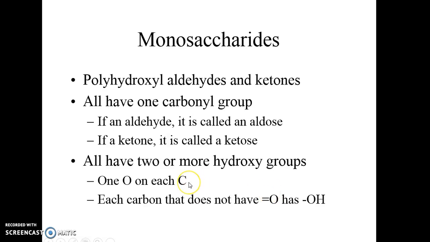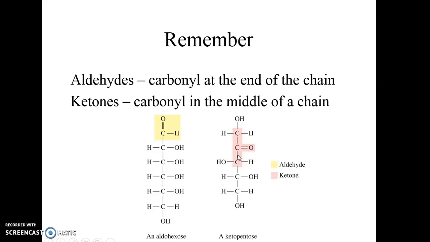So every carbon in the structure has an oxygen on it. 1 has a double bond to an oxygen. The rest are all hydroxyl groups. So here are 2 different monosaccharides. This one is an aldohexose. This one's a ketopentose. You see, this one has the carbonyl, and then every other carbon in the molecule has hydroxyl groups on it. Here, this is a ketone. The others, all the other carbons, have hydroxyl groups on them.